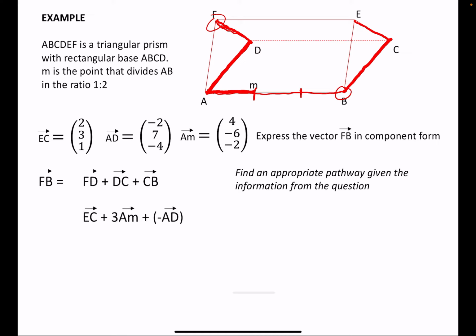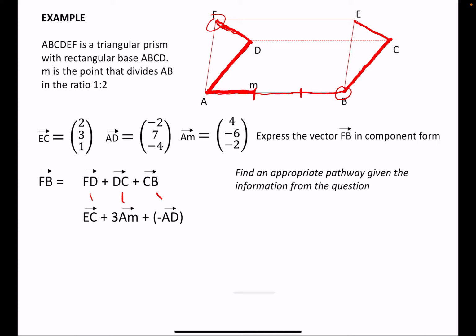Right, so equivalent to what we actually have. I don't actually have FD, but I have EC, okay? So these two things are exactly the same. I don't have DC, but I have AM, and I know because the point M is splitting the vector AB into thirds, I know that if I have 3 of my AMs, I can get from D to C. So they're the same. And then from C to B, I don't have C to B, but I have AD, and C to B is equivalent to minus AD, okay? So try and write these two things as much as anything else to get the marks, but also to direct you into what you're doing.